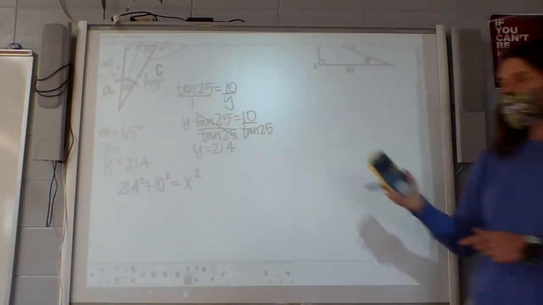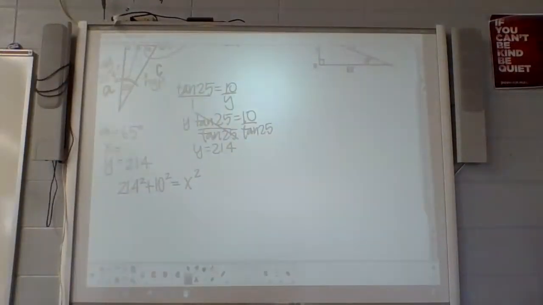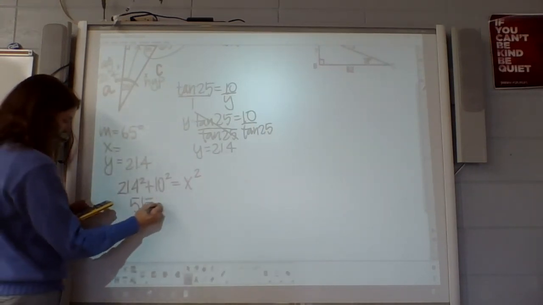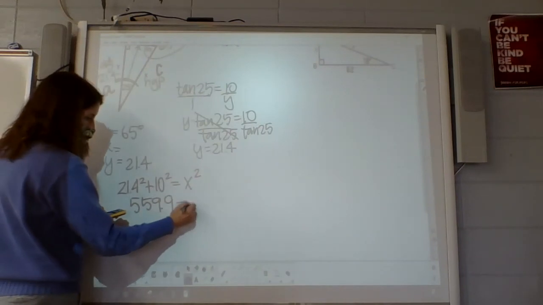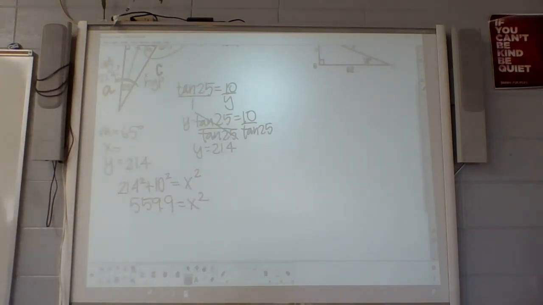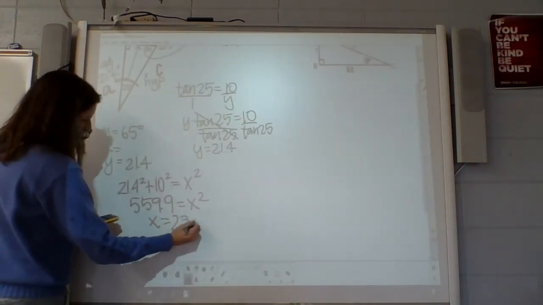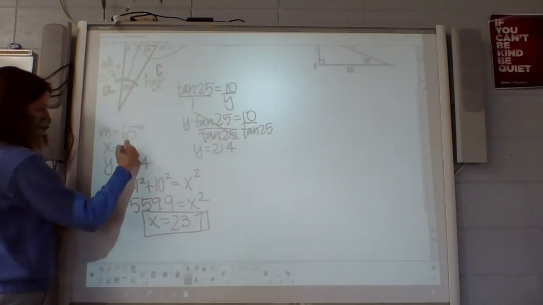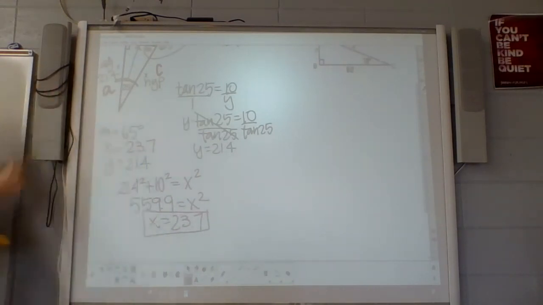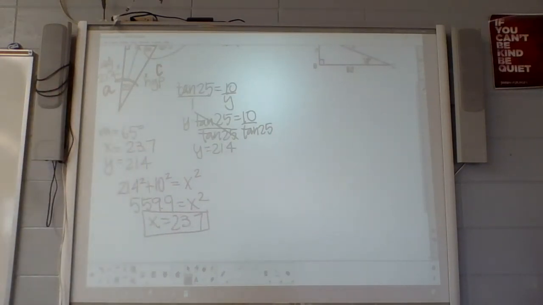Now again, guys, since I have 21.4 still in my calculator, rather than retyping that, I just square it right there in my calculator. If I hit squared, it squares the previous answer. Then I add 10 squared to that, so I'm going to get 559.9 for my x squared. I'm going to take the square root of that answer, and I find out my x is 23.7-ish. And again, going back and looking at your drawing, making sure that makes sense. If this is the hypotenuse, it better be the longest side.